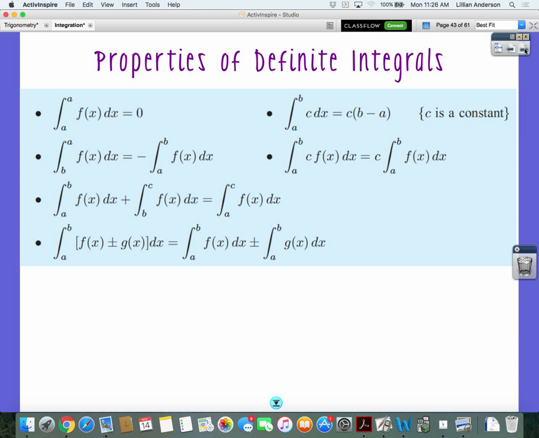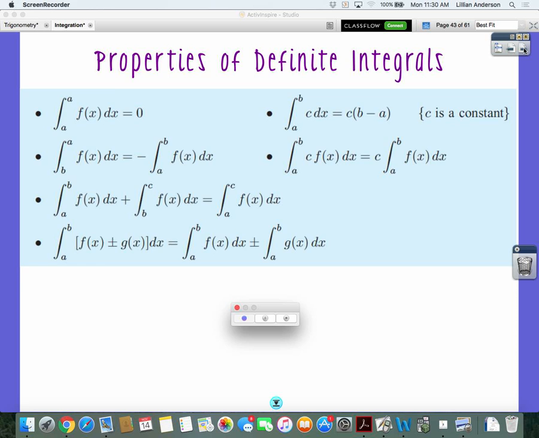A to B, of course you have your constant. You just pull that out. The integral from A to B of the function plus the integral from B to C is basically the integral from A to C. And of course you have your addition rules which apply. If I recall, none of these are in the reference book, okay? They pretty much are straightforward.